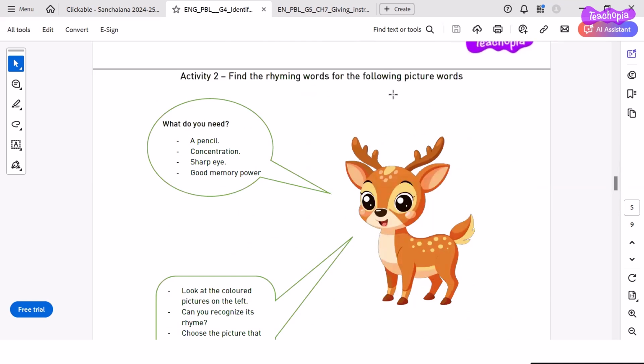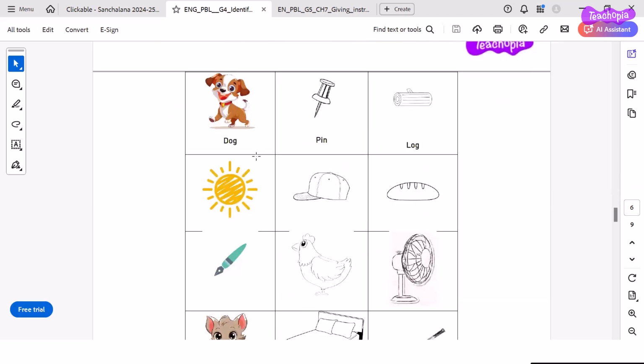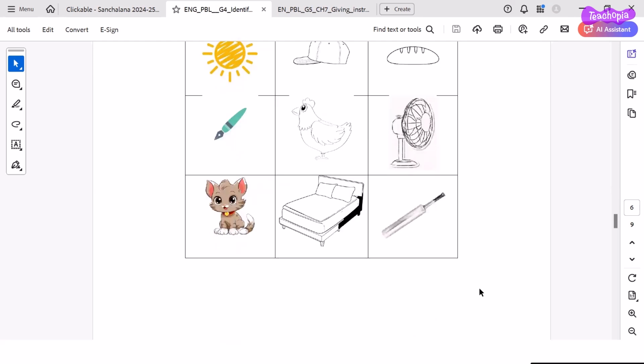We are looking at the next activity, which is finding rhyming words for the following picture words. So we have pictures given to the students and they need to find the words that rhyme with the picture. Okay, first we need to break the word, and once we break the word according to their sounds, you will notice what is the last sound and how it matches with the other word that is there in this picture.